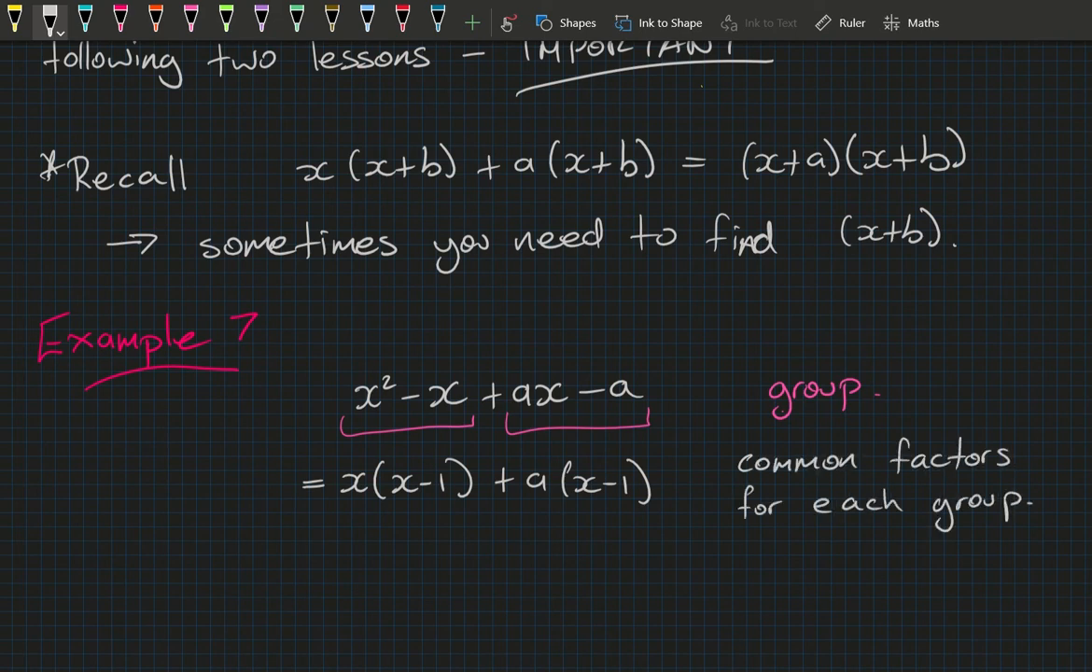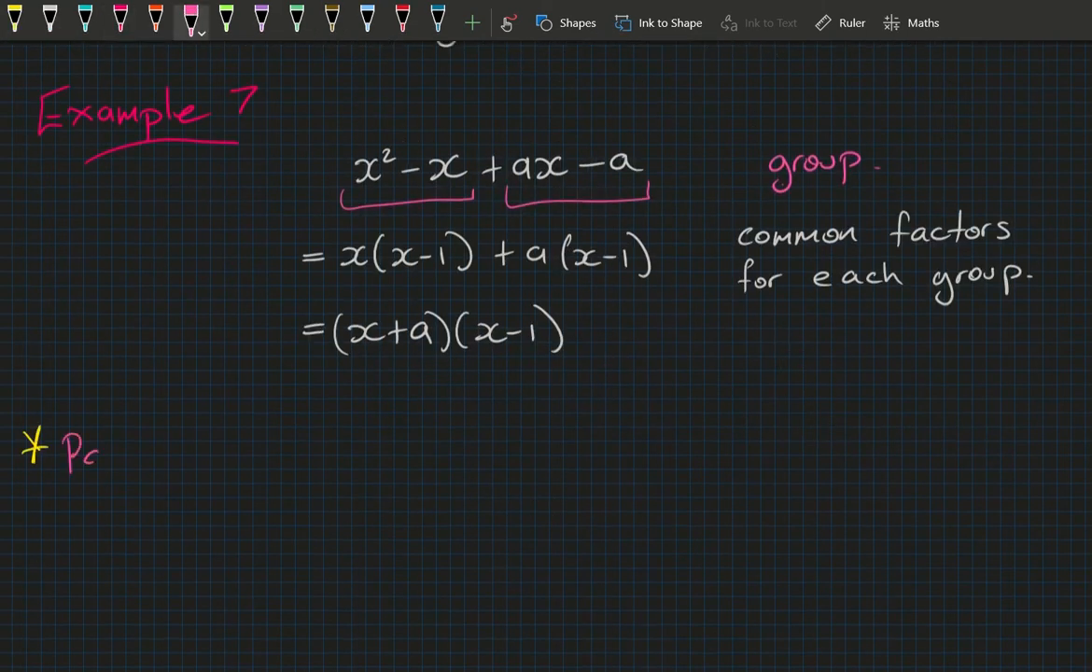And doing so, we've found our x plus b, so to speak. So we've now got x plus a times x minus 1. And we factored it, so well done to us. Just one other pro tip.